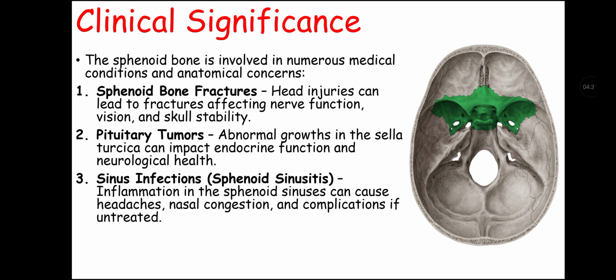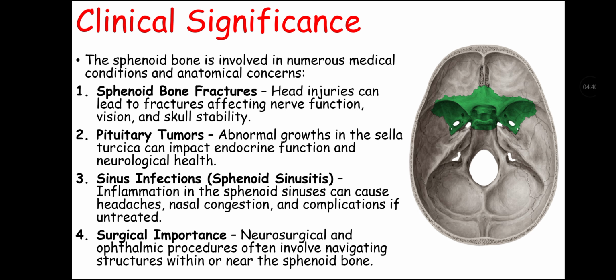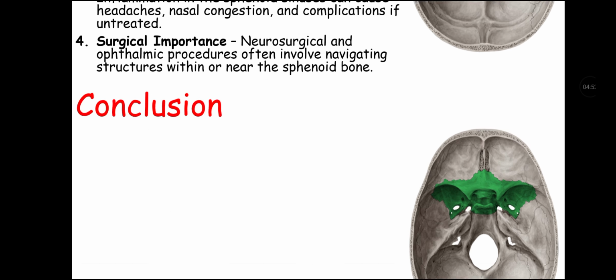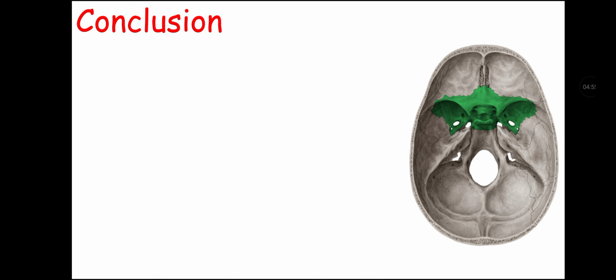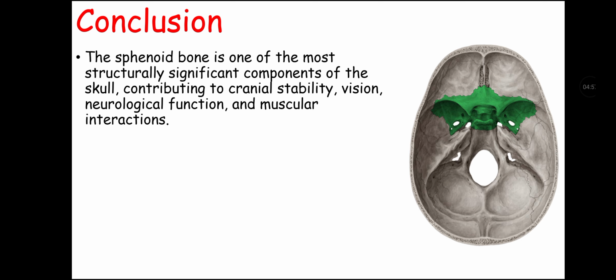The third significance is sinus infection or sphenoid sinusitis, as inflammation in the sphenoid sinus can cause headache, nasal congestion, and complications if untreated. The next is surgical importance, as neurosurgical and ophthalmic procedures often involve navigating structures within or near the sphenoid bone. So its study is really important for surgical knowledge. Now let's talk about the conclusion of our lecture.